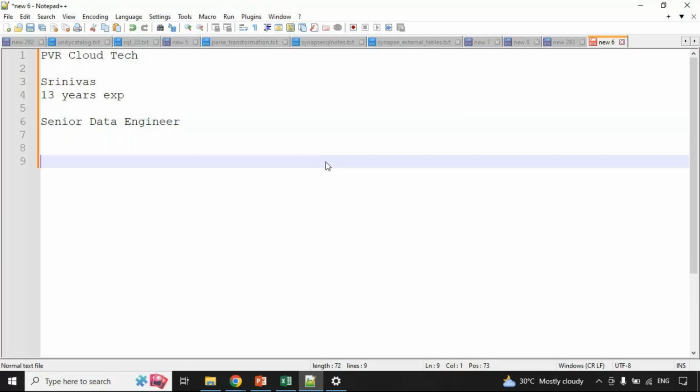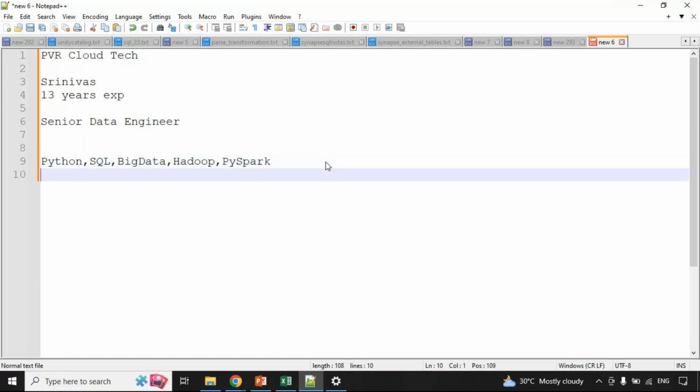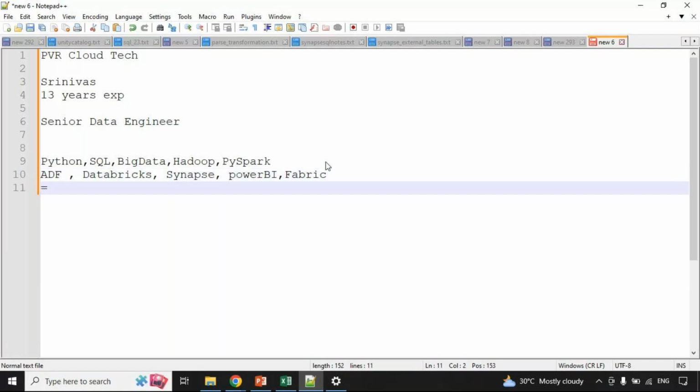Coming to my skill set, I started my career as a SQL developer. Later, I moved to the big data stack. And for the last couple of years, more than 4 years, I'm working in the Azure stack. So here I'm working on Azure Data Factory, Databricks, Synapse, Power BI, and Fabric. Recently, we started Fabric. So this is my skill set, guys.